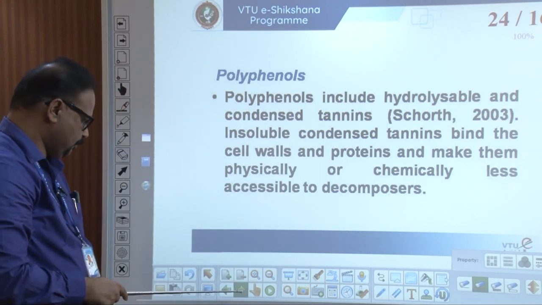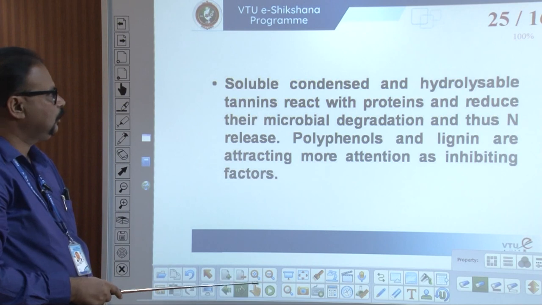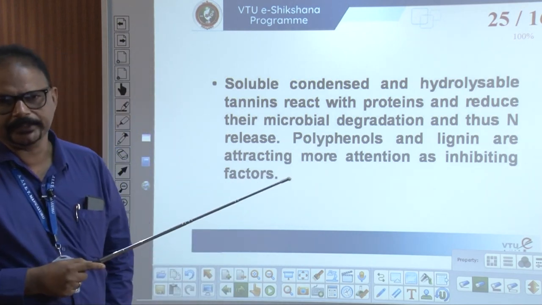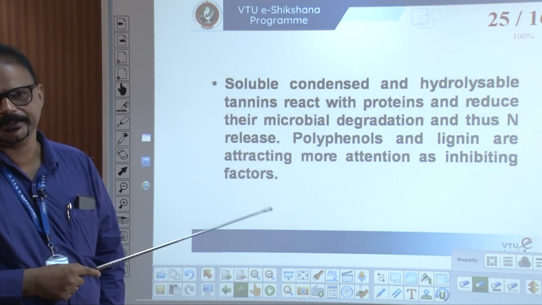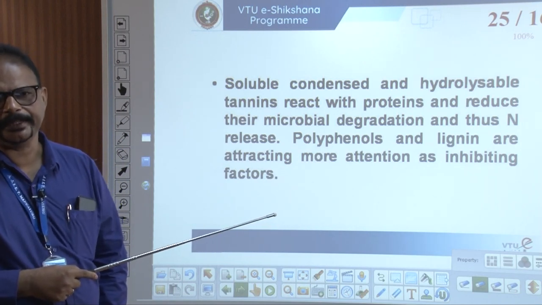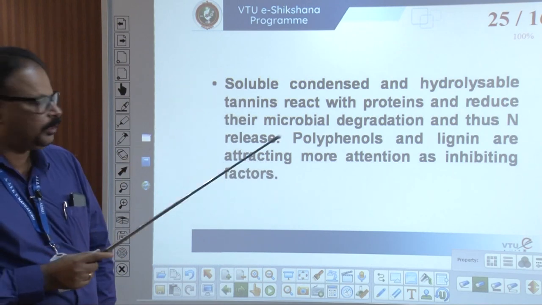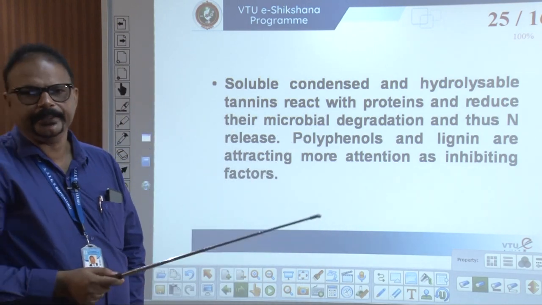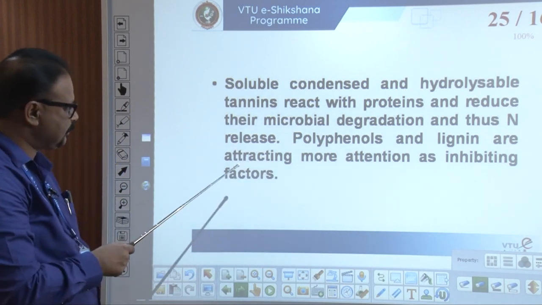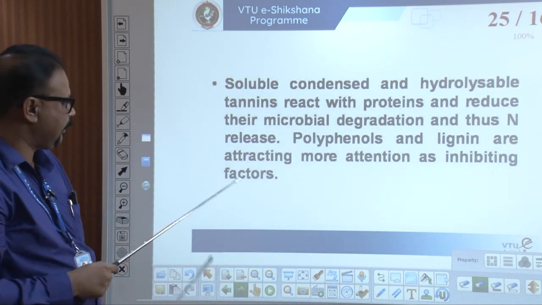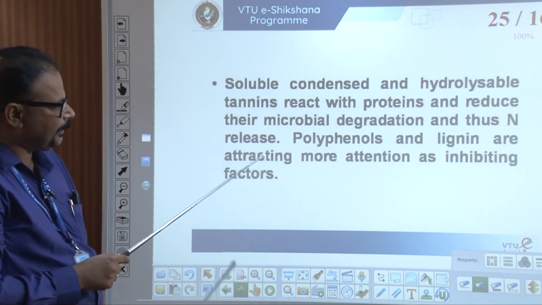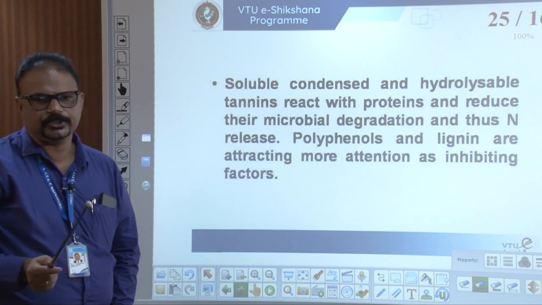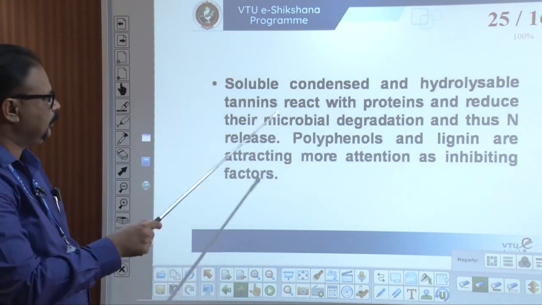Next we go for the continuation of that. Soluble condensed and hydrosoluble tannins react with the protein and reduce the microbial degradation, and thus nitrogen release. Polyphenol and ligands are attracting more attention as inhibiting factors. This is very important, this factor.